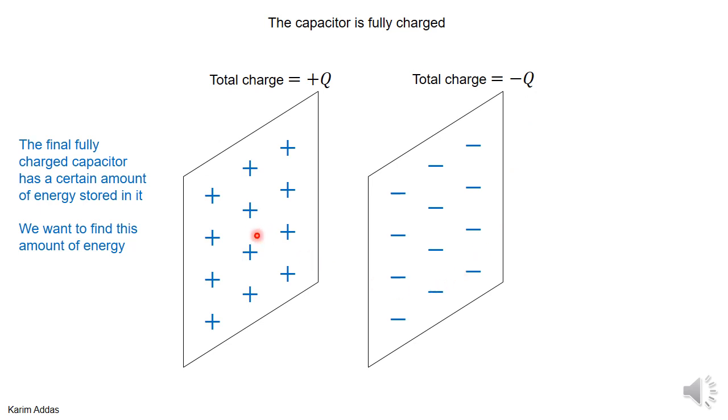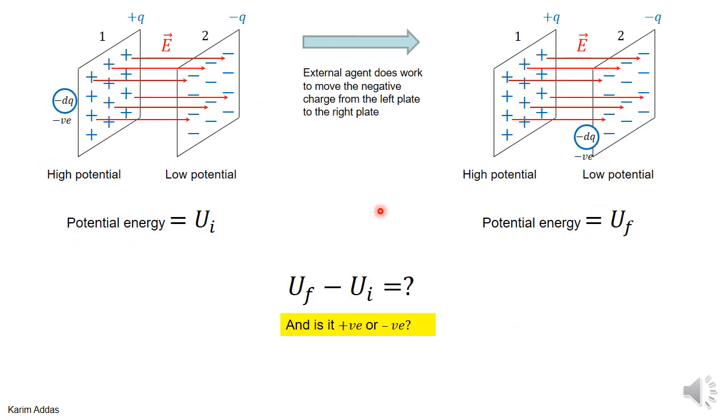Now the question we want to find is how much energy is stored in this system. That's the question we want to answer. So let's look at the intermediate step. Let's look at the situation where the charge is not the maximum value, it's some intermediate value. And in the initial situation, we have the charge minus dq on the left plate. And in the final situation, we have the same amount of charge on the right plate.